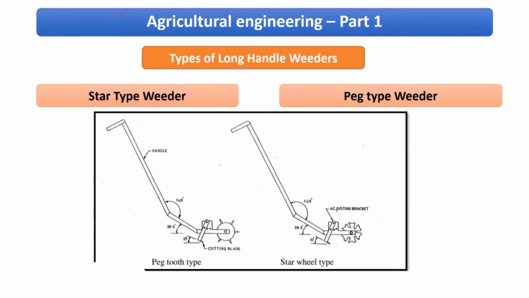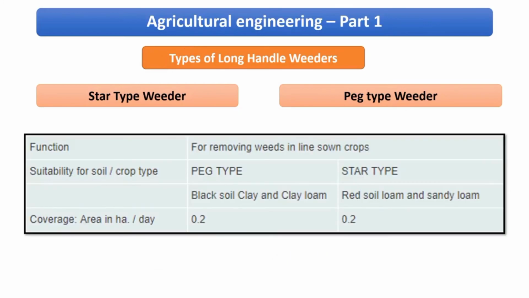Now you can have a look at the types we were seeing, the peg type weeder and the star type weeder, in the picture here. The only difference is the shape. Here you can see sharp teeth coming out of the implement, and here you have a star shape. So the shape is different at the end. Let us have more information about it. First of all, let us talk about the functions. Obviously it is for removing the weeds in line sown crops.